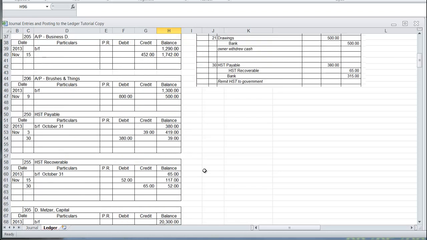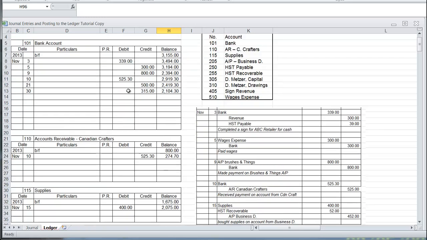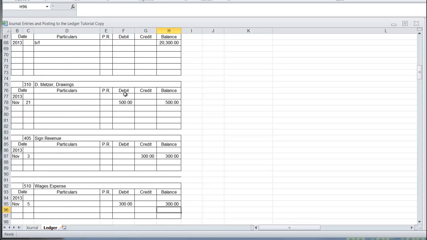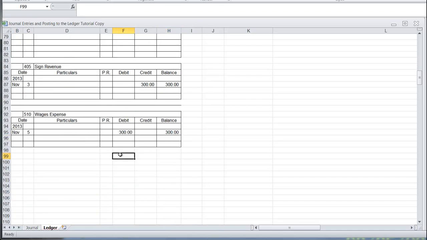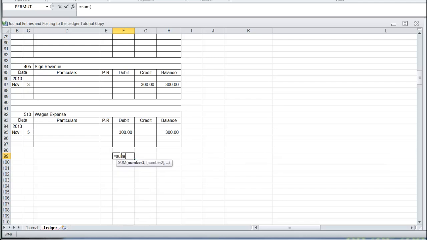Now, good idea to do a check to make sure all the debits and credits are the same. So the top debit here was 339, and that's in cell F8. So we go right to the bottom here. And so equals, and we could do the sum from F8 all the way down to, and the last one here is F95. And hit enter.